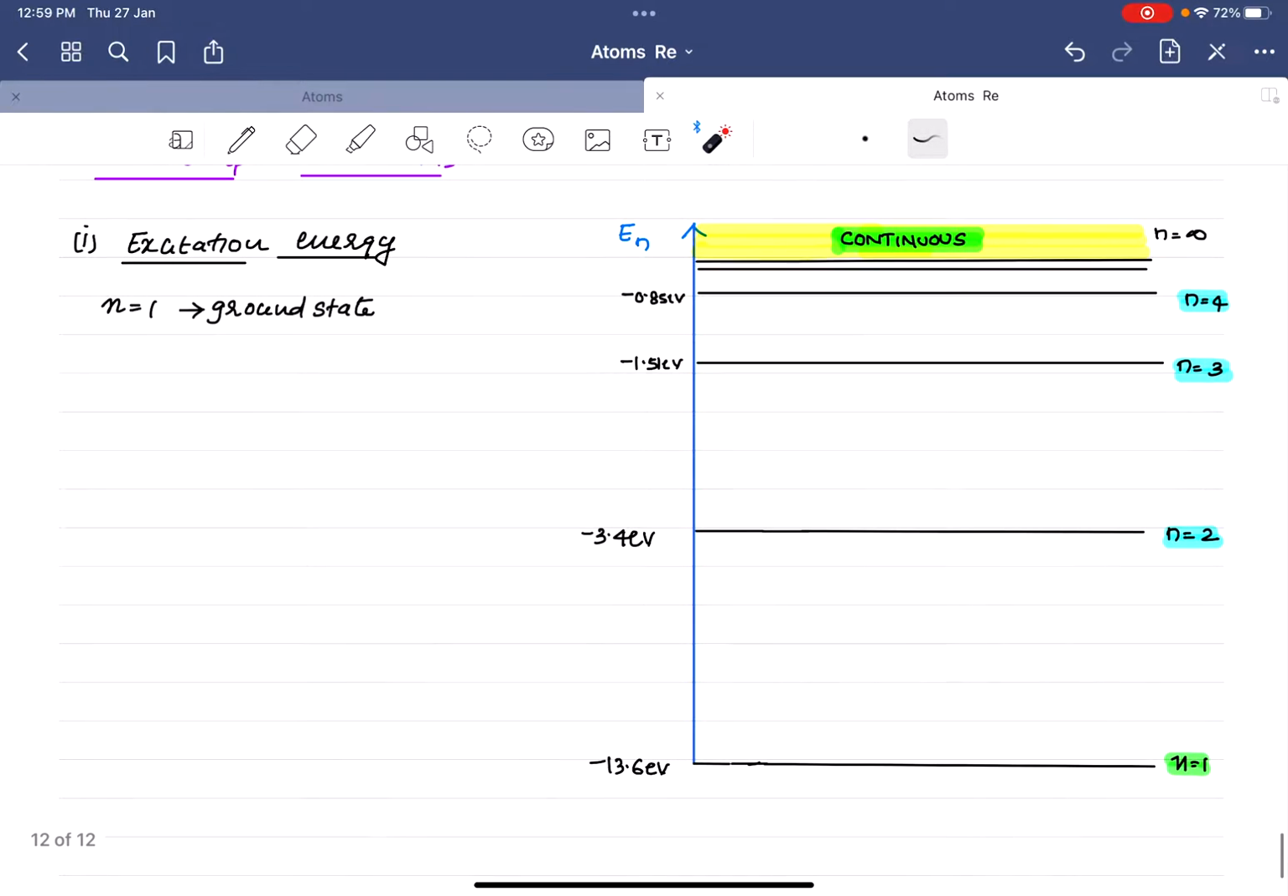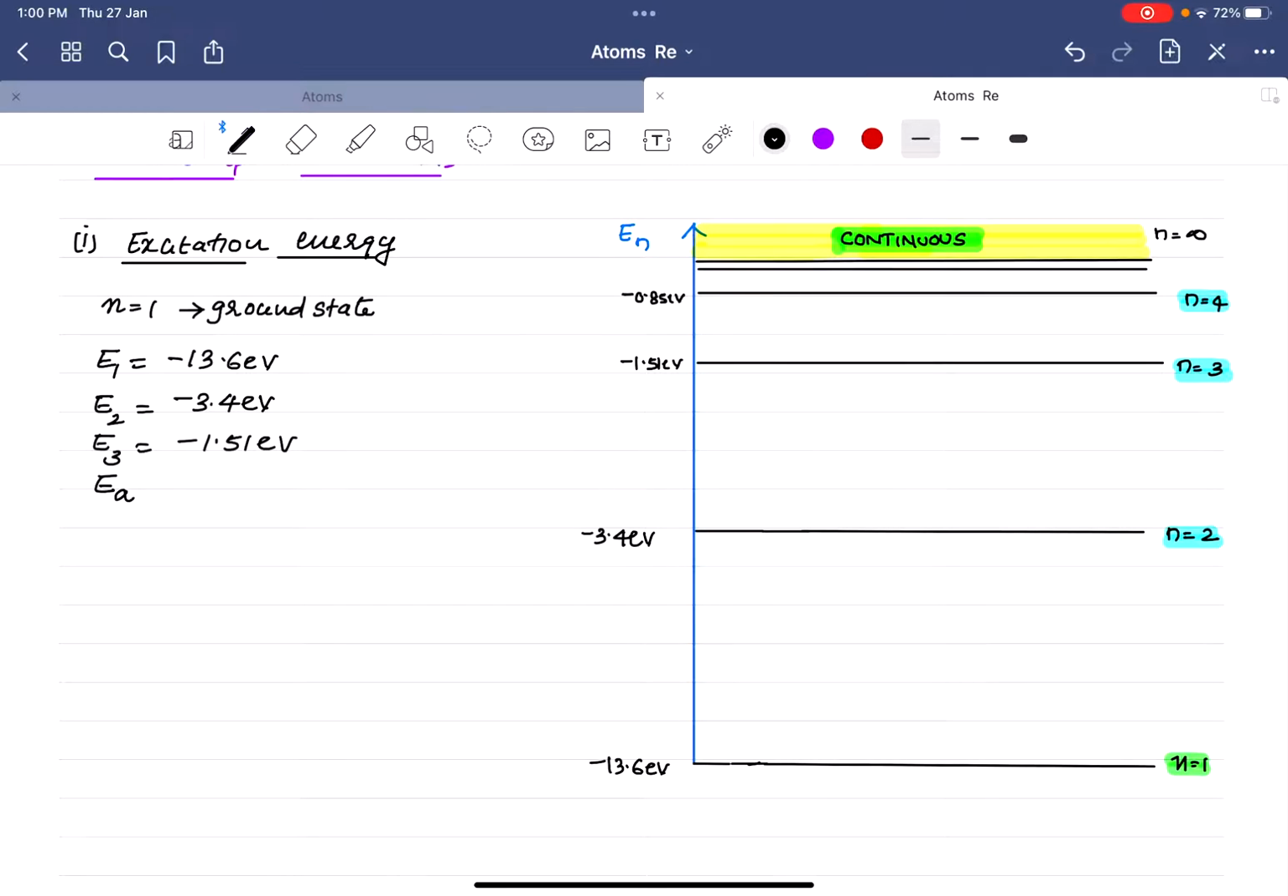Now let me explain this with the help of one example. Now we know that the ground state energy E1 for hydrogen atom is minus 13.6 electron volt. And for the first excited state, the energy value is minus 3.4 electron volt. It's shown here in the energy level diagram. And for the second excited state, E3 will be equal to minus 1.51 electron volt. And if you are considering an electron which is at infinity, the energy will be equal to 0 electron volt.